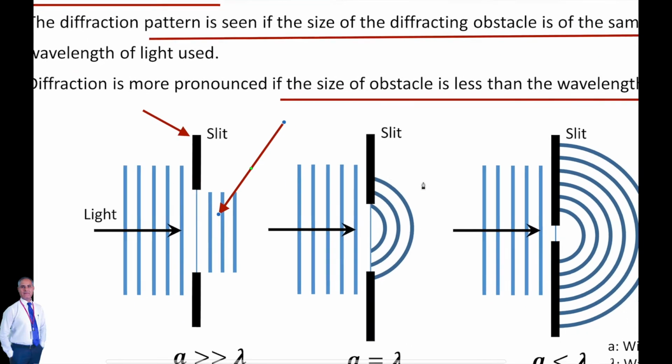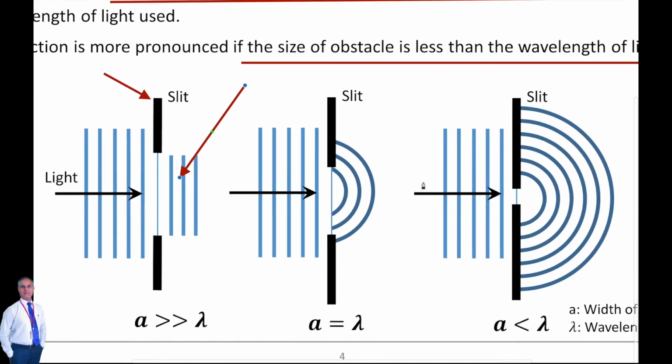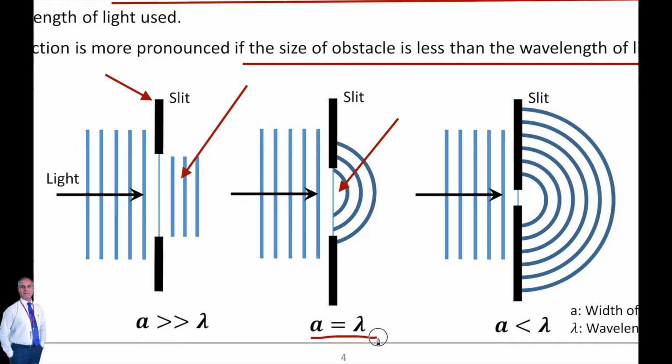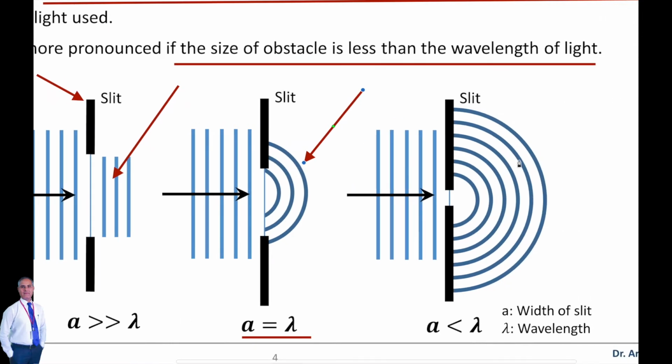Similarly, in the second diagram, the width of the slit is exactly equal to the wavelength of the light, so that we can see some diffraction pattern at the back side of the slit. In the third case, the wavelength of the light is very much greater than the width of the slit. Hence, the diffraction pattern observed behind the slit will look like this. Let's see an animation clip in which the diffraction phenomenon is shown.